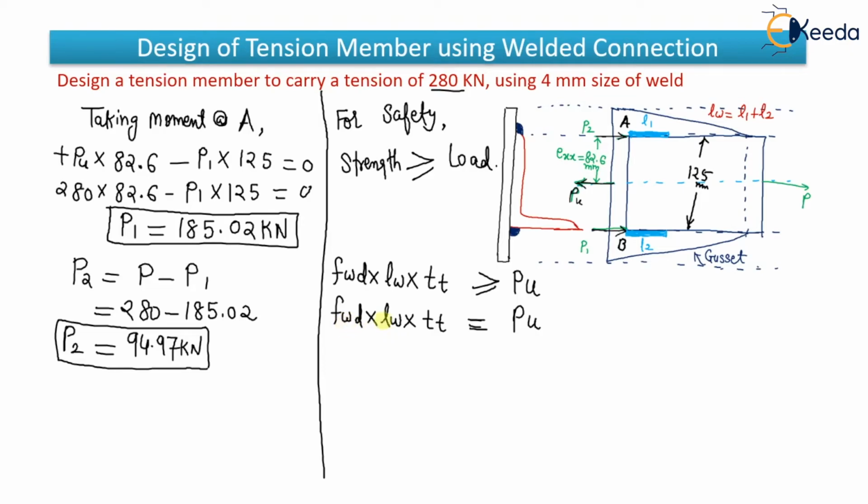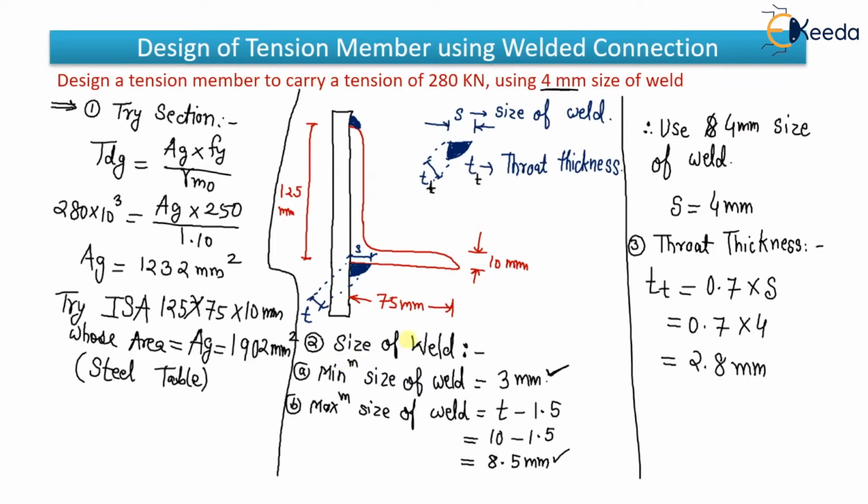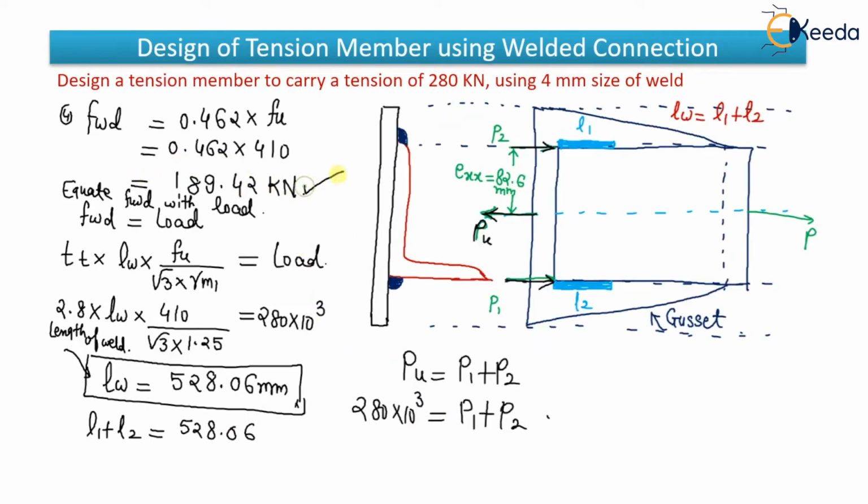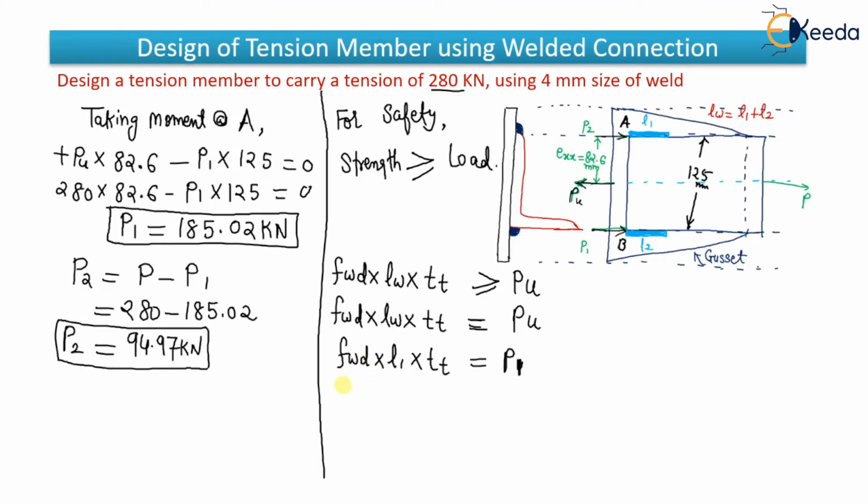So if FWD into LW into TT is equal to PU, can I write like this? FWD into L1 into TT should be equal to PU1 or just P1, which we have calculated. Can I write this or not? Instead of length LW, I'm writing L1 and I'm replacing PU with P1. So I can write this. Let's put the values. FWD, what we have calculated in the previous steps, it is 189.42. So I'll put 189.42 into L1. L1 you don't know, just put it as it is.